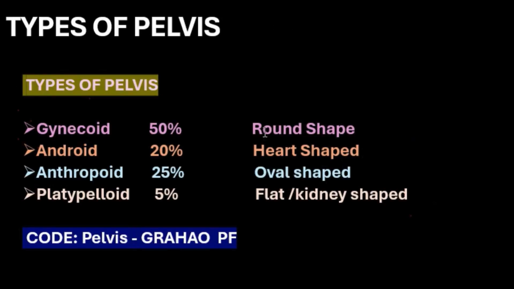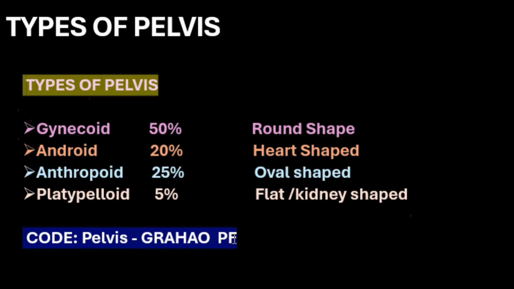Types of pelvis: gynecoid, round shape; android, heart shape; anthropoid, oval shape; platypelloid, flat and kidney shaped. This whole topic I explained in many sessions. That's why I am not going into the detail. I am just focusing only on the memory tips. If you want more details, please go to the previous mock test and mock test explanation videos.